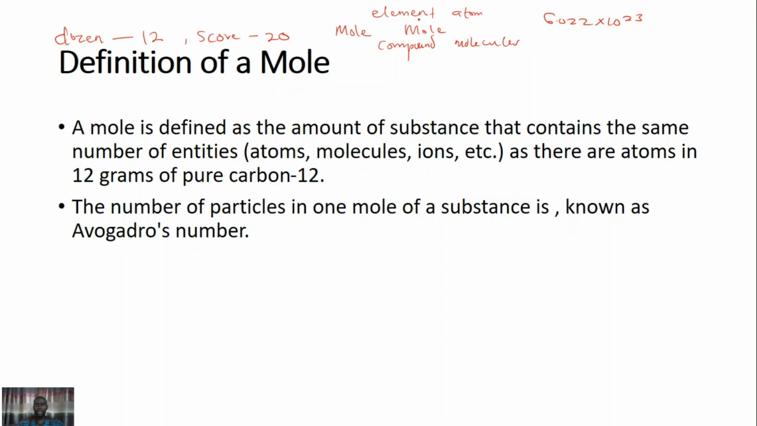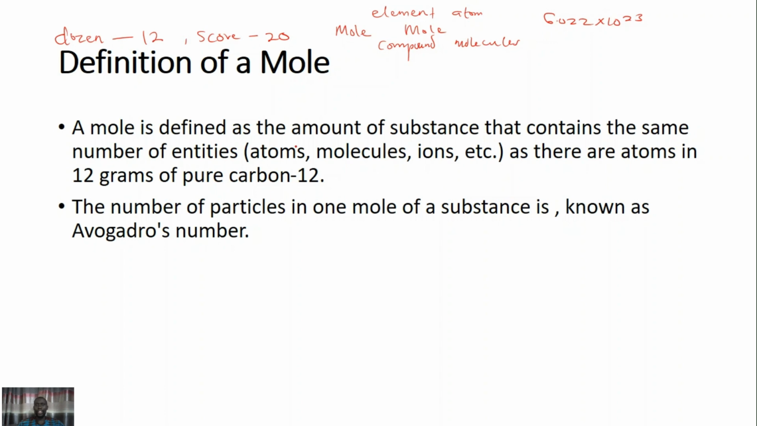Meaning that when you say 1 mole of an element, it means the quantity of that element that contains 6.022 times 10 raised to power 23 atoms of that element. And when you talk of 1 mole of a compound, it means the quantity that contains 6.022 times 10 raised to power 23 molecules of that compound. That is what mole is, and that is what this definition is talking about.